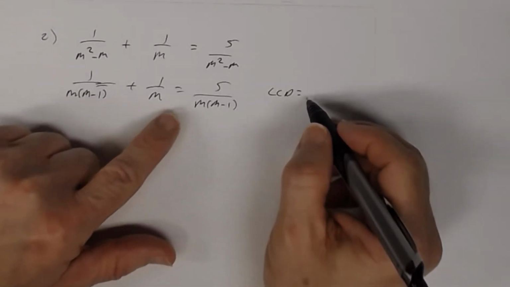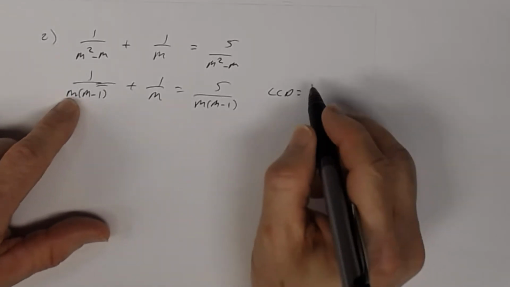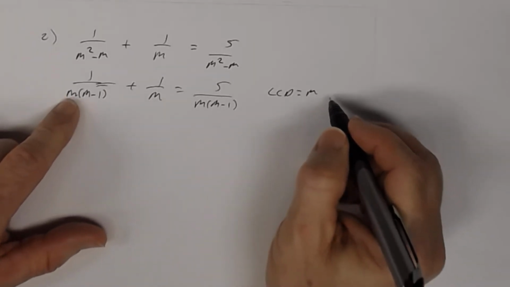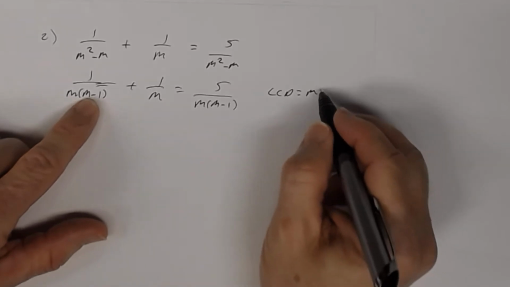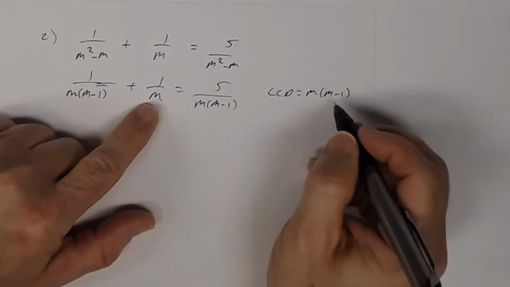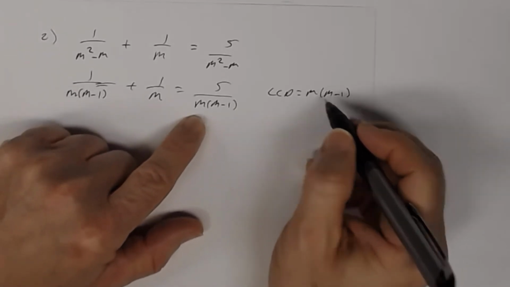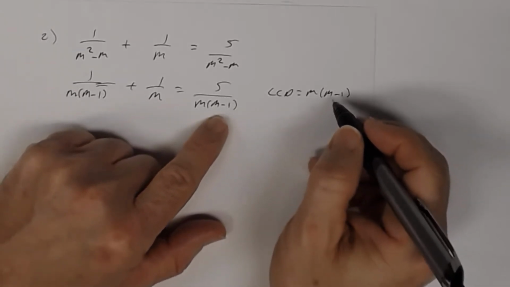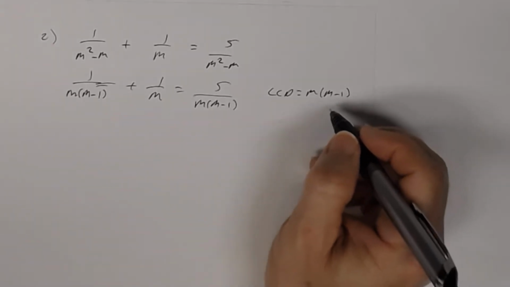So you have to look at all your denominators. My first factor I see is an m. I have to put that in my least common denominator. My next factor I see is m minus 1. I have to use it. My next factor I see is an m. I already have it. The next factor I see is an m. I already have it. And the next factor I see is m minus 1. I already have it. So there's your least common denominator.